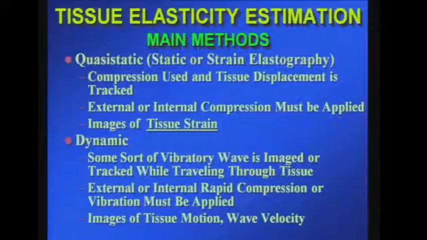So basically there are two main methods of tissue elasticity estimation. You have the quasi-static methods, also known as static or strain elastography, where you gently compress the tissue and you monitor tissue displacement. You end up calculating strain within the image, and that's what the image is made out of. The dynamic methods all include some sort of vibration which is transmitted through tissue, and it's either tracked or imaged. Sometimes the velocity of the wave that's traveling through the tissue is used to estimate the stiffness of tissues, and we'll talk about that some more.